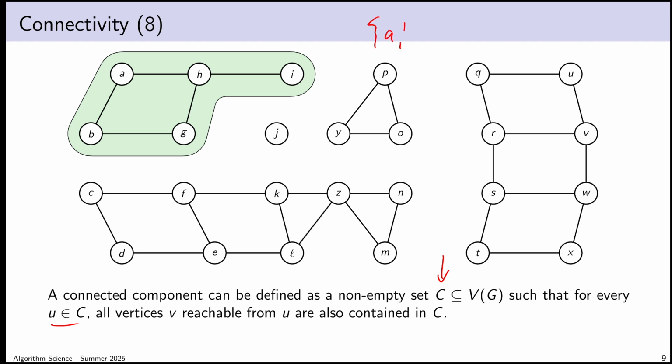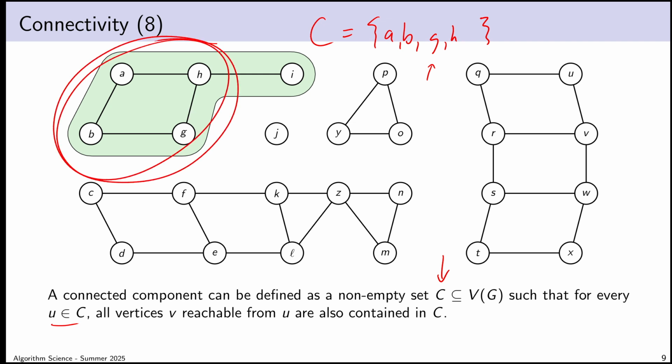So in this case, the set A, B, G, H, and I would constitute a connected component by this definition. Because if I pick anything in the set, like vertex G, and I look at all the vertices reachable from vertex G, sure enough, all of them are in the component. All of them are in the set that I created. On the other hand, if I, let's say, omit vertex I, so C is now only these 4 vertices here, then the definition does not apply. This would not constitute a connected component, because if I look at all the vertices reachable from vertex G, for example, there is one vertex missing that is not in my set.